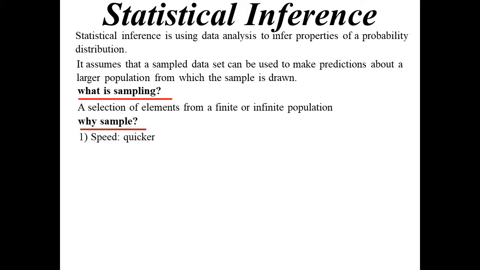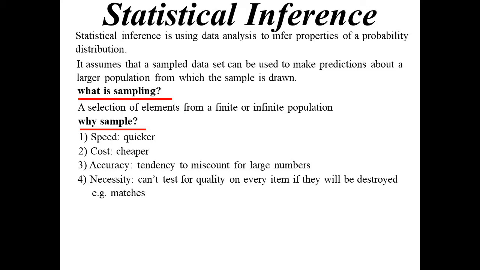Why do it? Well, it's quicker than surveying every single piece of data. It's certainly cheaper. And accuracy, strangely enough. When you draw data from large amounts of numbers, there is a tendency to miscount, so it's actually more accurate to use a sample. Necessity. It's very hard to test for quality on every item if you end up destroying them. For instance, if you want to work out defective matches, and you were to strike every single match to see if they were defective, you'd have none left because you've destroyed all the good ones.